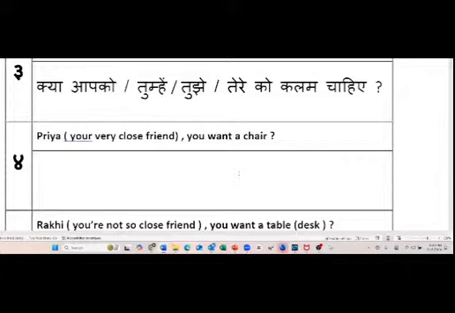प्रिया तुझे कुर्सी चाहिए? प्रिया तुझे कुर्सी चाहिए. Is that right, Prahlad? प्रिया तुझे कुर्सी चाहिए. And could you say प्रिया तुम्हें कुर्सी चाहिए? And could you say प्रिया आपको कुर्सी चाहिए? You could say all three.